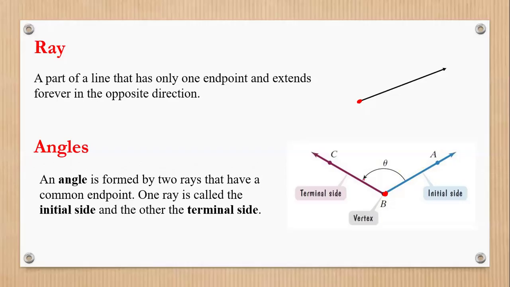One of these rays is always called the initial side, and the other is called the terminal side. The common endpoint of the two rays is called the vertex of that angle.